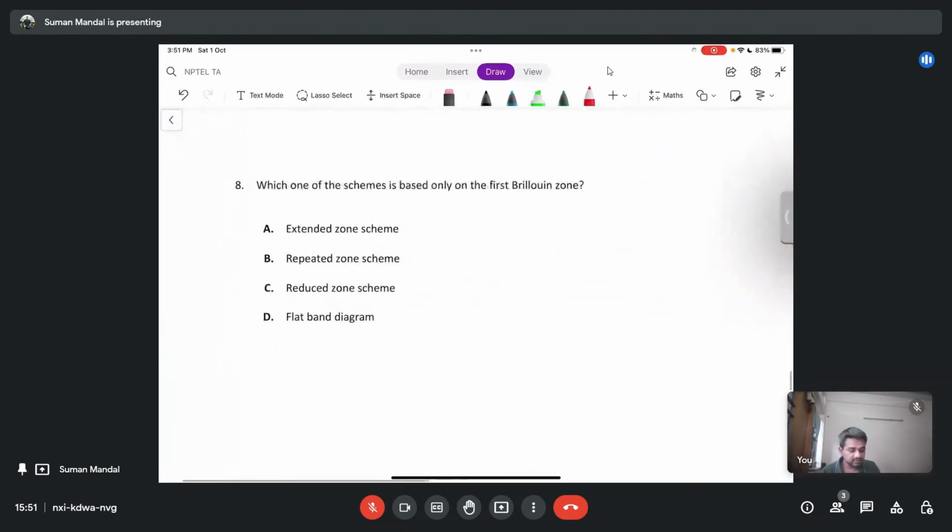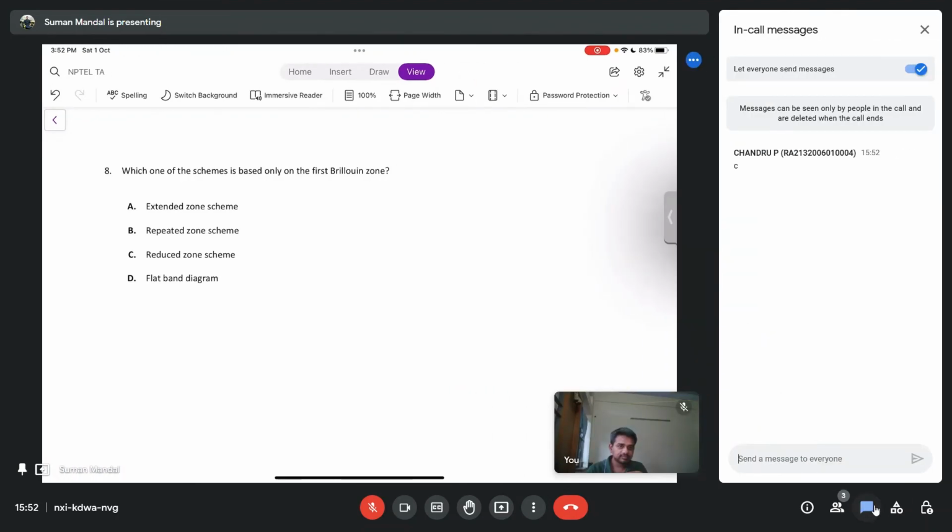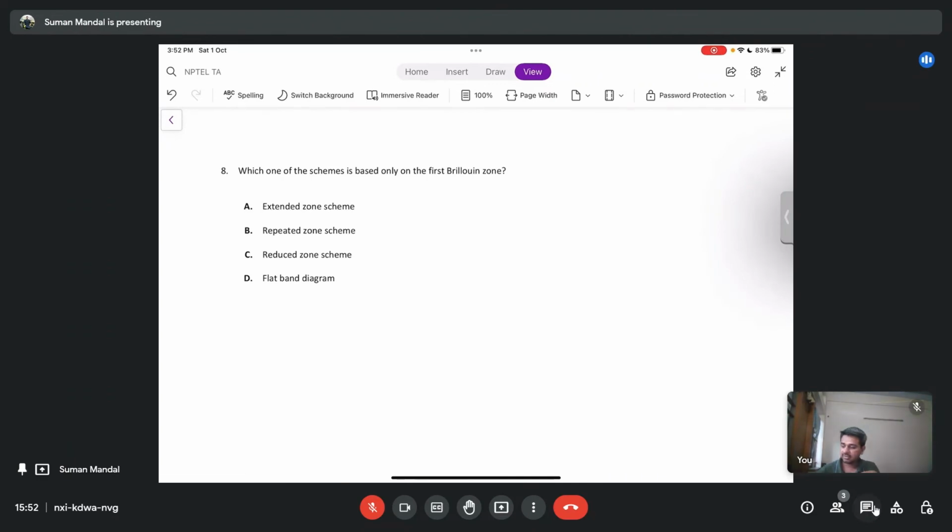Okay, let's move on to the next question. Which one of the schemes is based only on the first Brillouin zone? Extended zone scheme, repeated zone scheme, reduced zone scheme, and Venn diagram. Yes, Chandru, you're correct. The answer is reduced zone scheme.